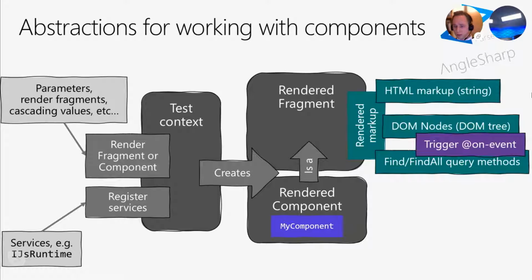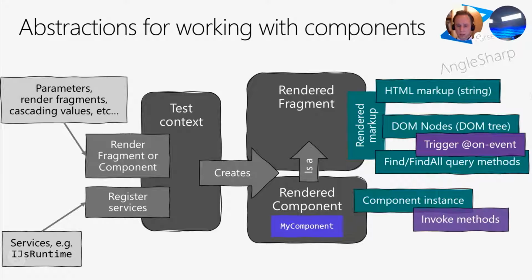Through the DOM elements, we get a convenient way to trigger any event handlers that are bound to the DOM elements. For example, the onClick event. Doing so will trigger the C# method that is bound to the event, and a re-render happens afterwards, as you would expect. The render component gives us access to the component instance, from where we can inspect public properties and invoke public methods.